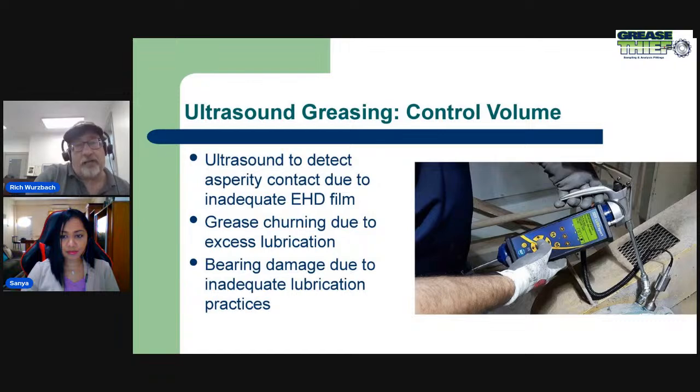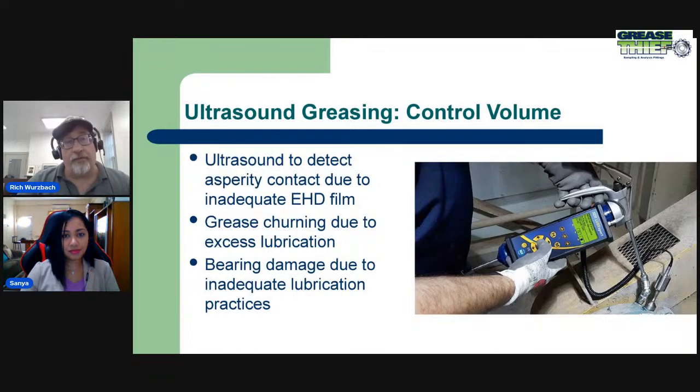So the first thing it helps us look at is whether there is an adequate EHD film to prevent those asperities from touching. The second thing it can listen for is grease churning. If we start to add too much grease, that decibel level starts to go up. You hear that in the ultrasound, and you can look at it in the numerical values. The third thing we use it for is bearing damage. Even if we add a whole bunch of grease, it doesn't make damage go away, so we can continue to hear those bearing frequencies. With some ultrasound technologies, you can actually dial in the bearing frequencies, the ball pass inner and outer, the ball spin, all those frequencies, and align them with the ultrasonic measurements you're taking, which really helps us diagnose.